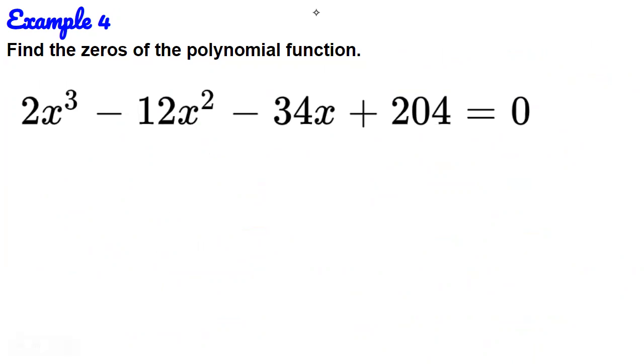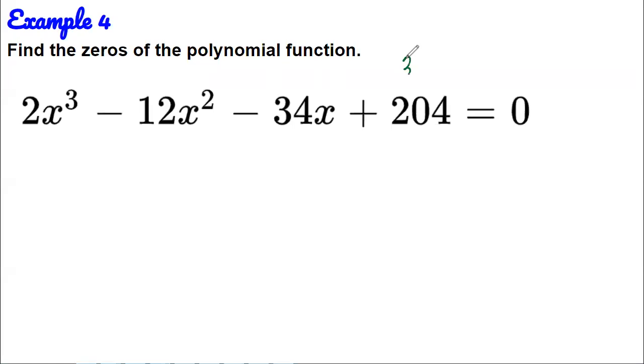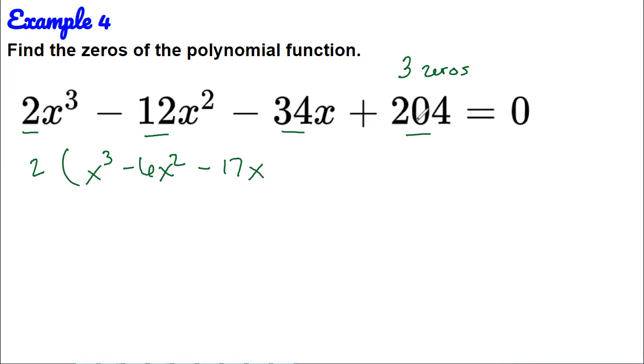The last method that we went through. Very similar to the one in our warm-up. So how many zeros are we going to have here? 3. So we have 3 zeros. So let me go ahead and look at every single term. Do I have a greatest common factor to take out? Yeah, 2. So let's take out that 2. So we have x to the power of 3, -6x squared, minus 17x, and this would be 102. Yeah, 102 plus 102 equals 0.